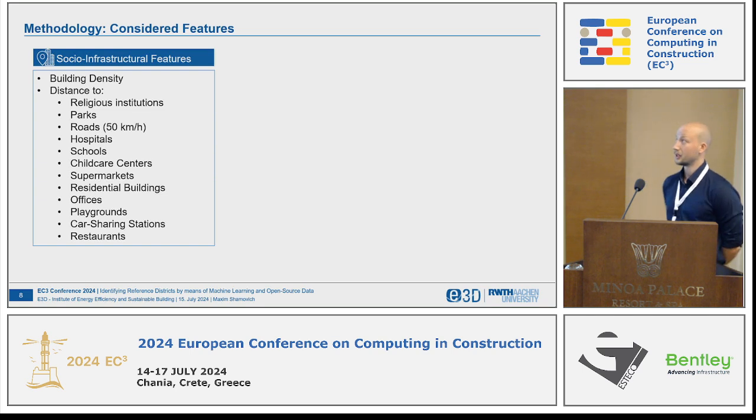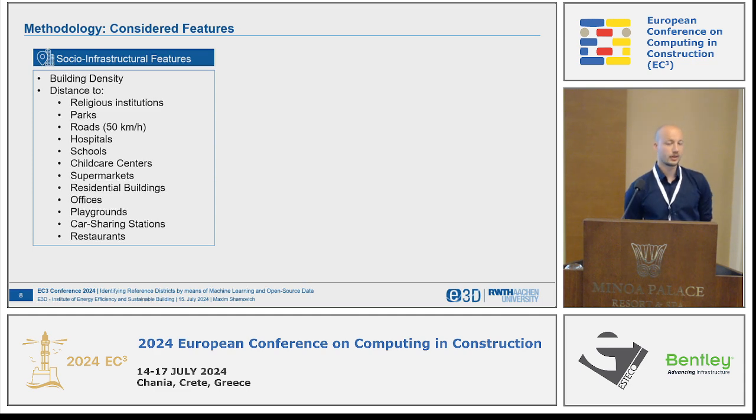So features that we are considering for the social infrastructural model are, for example, building density, so how many other buildings are in the near proximity, and of course distances to institutions that are important to daily life, for example, religious institutions, parks, roads, hospitals, and so on. So this is the social infrastructural scale.